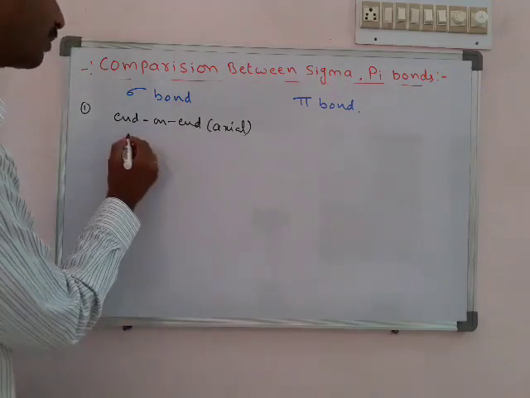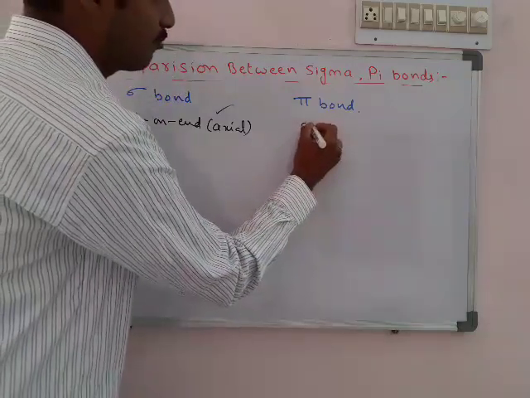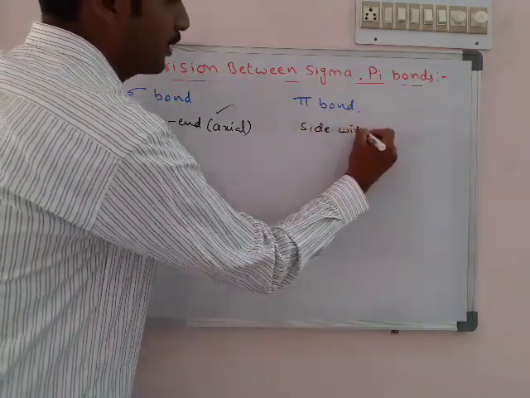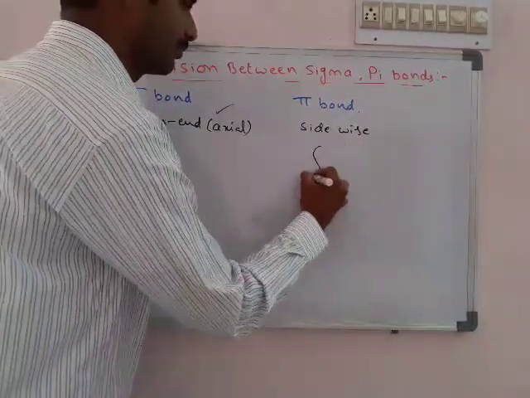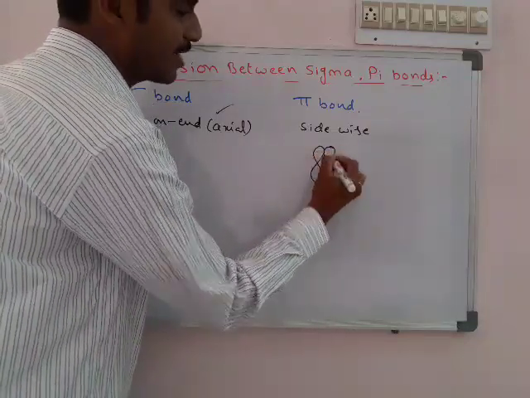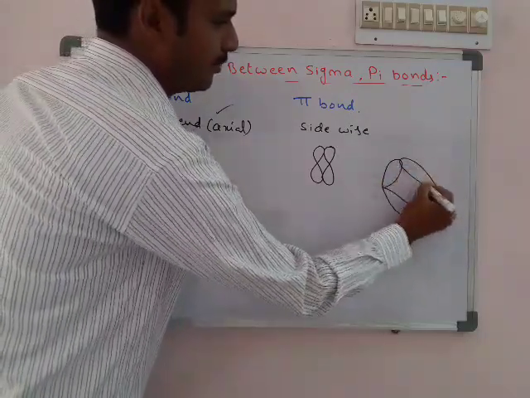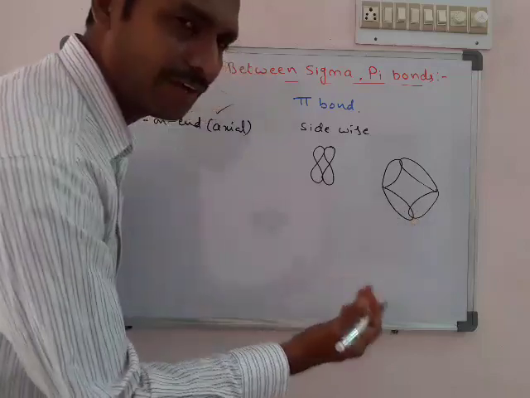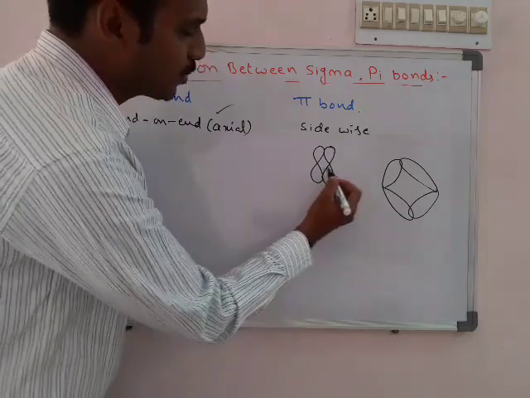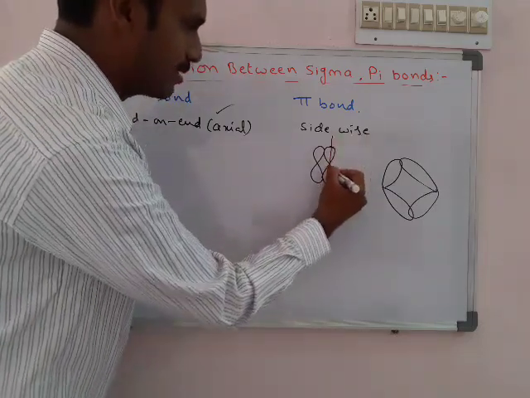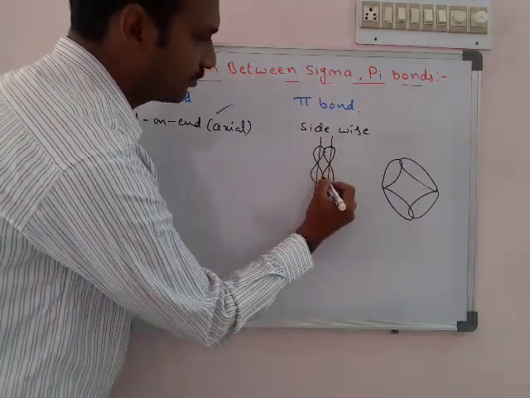Means the sigma bond is formed by end-on-end overlapping, whereas the pi bond is formed by sidewise overlapping. Sidewise overlapping, we know that. We draw the p orbitals bent like this, but this is only for convenience. Actually this is the perfect sidewise overlapping. So what is their axis?